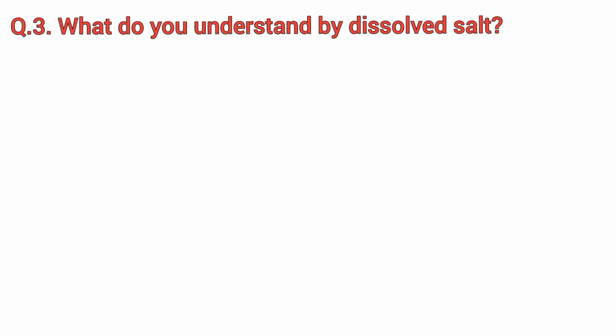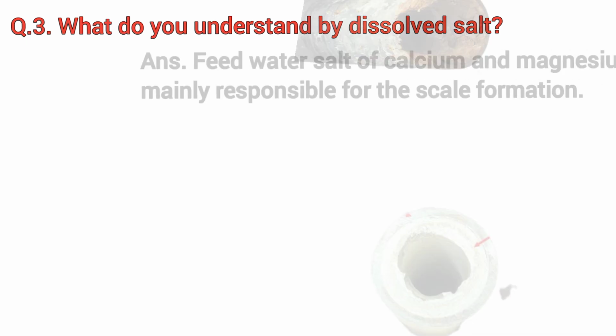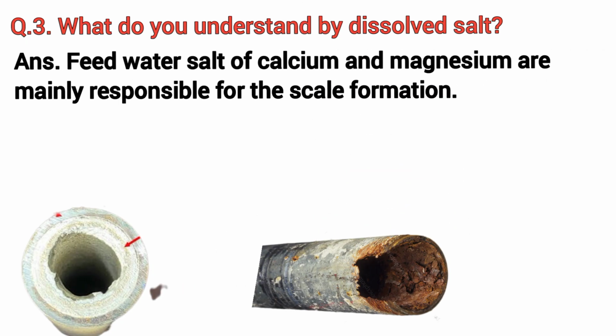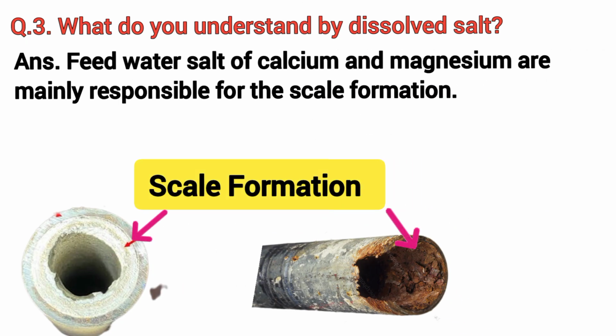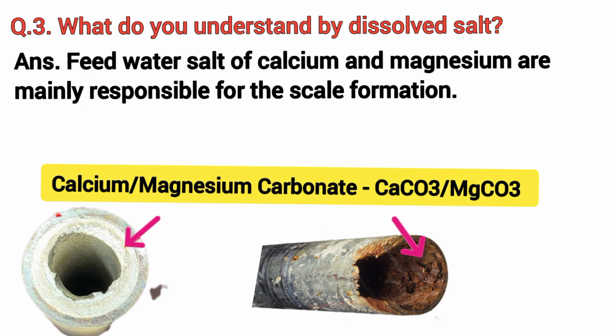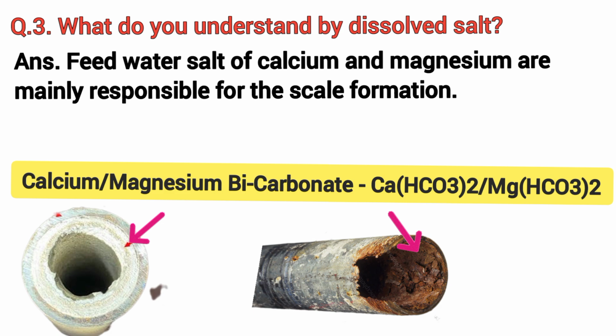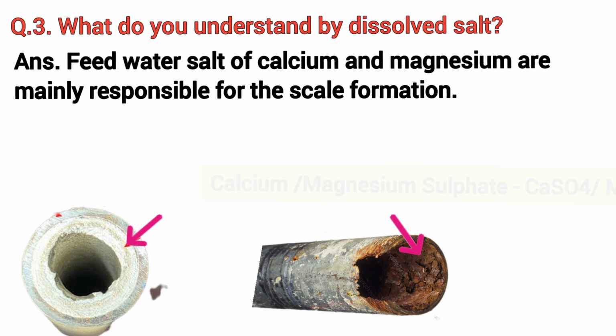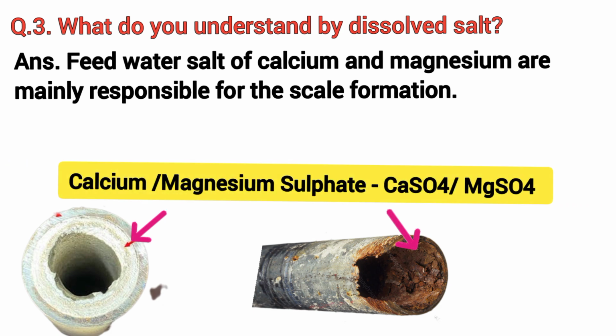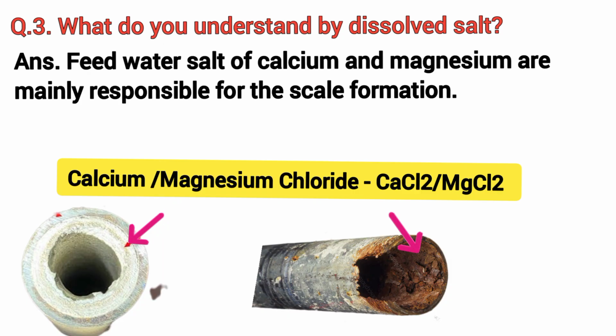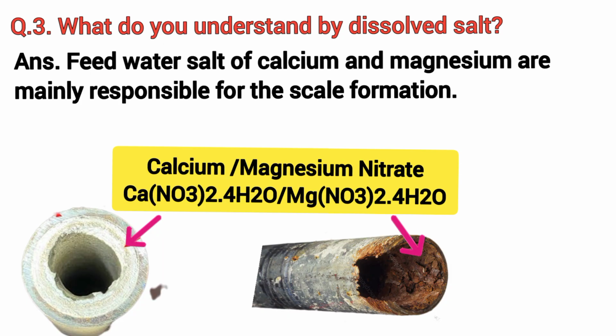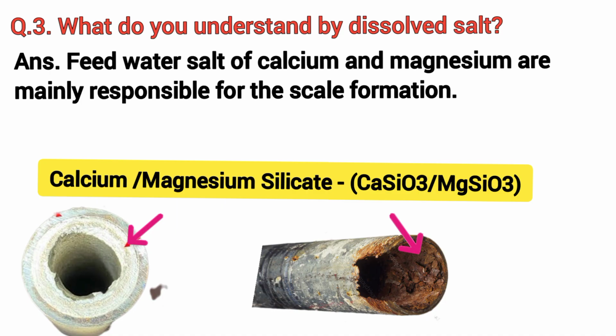What do you understand by dissolved salt? Feedwater salts of calcium and magnesium are mainly responsible for scale formation. Calcium, magnesium carbonate. Calcium, magnesium bicarbonate. Calcium, magnesium sulfate. Calcium, magnesium chloride. Calcium, magnesium nitrate. Calcium, magnesium silicate.